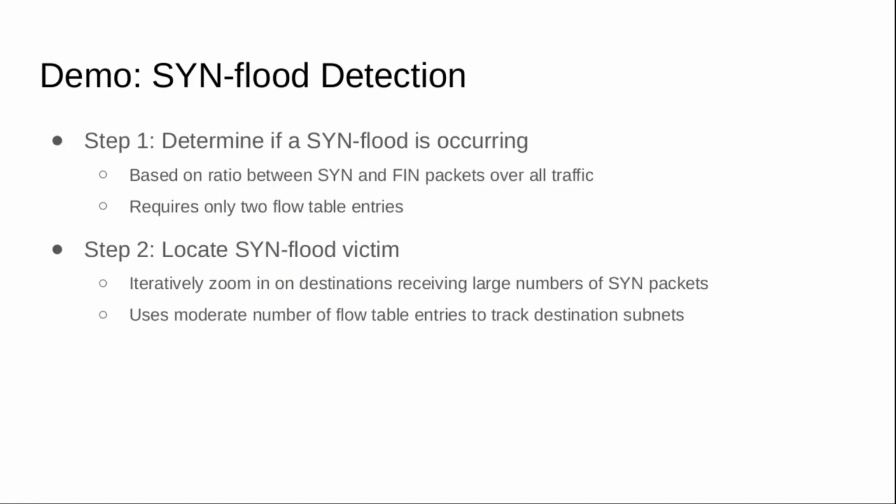We further break the attack detection task into two steps. In the first step, we want to determine if a SYN flood is occurring, and we base this on the ratio between SYN and FIN packets over all traffic. And in the second step, we want to locate the SYN flood victim so that we can deploy some sort of mitigation efforts. And this step is realized in the telemetry system by iteratively zooming in on destinations that are receiving large numbers of SYN packets.